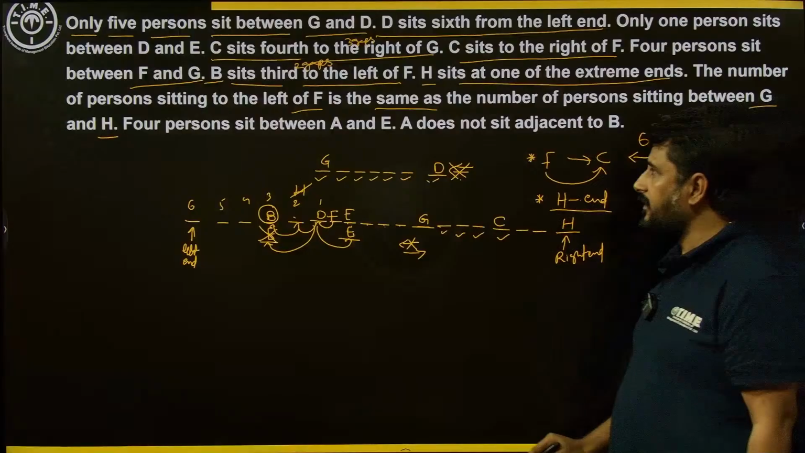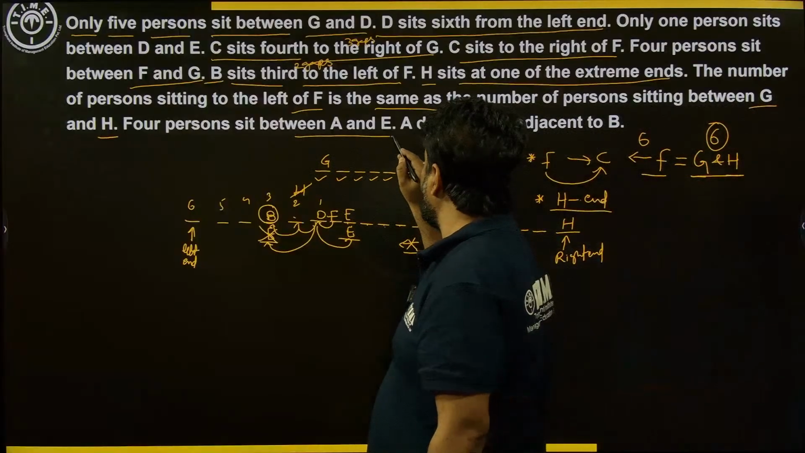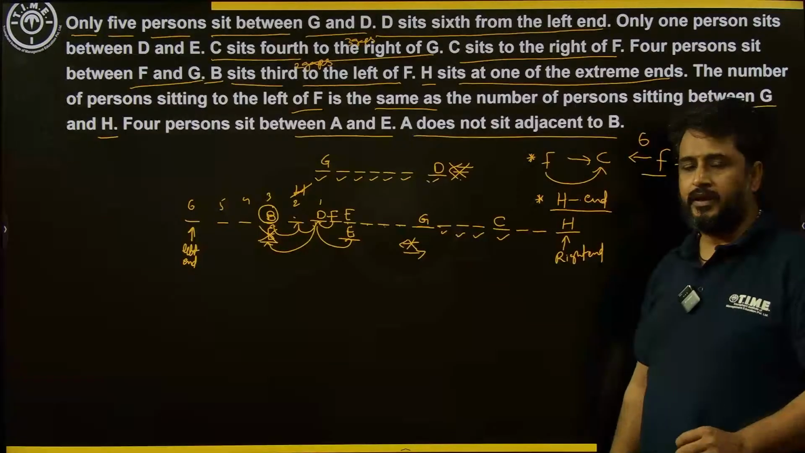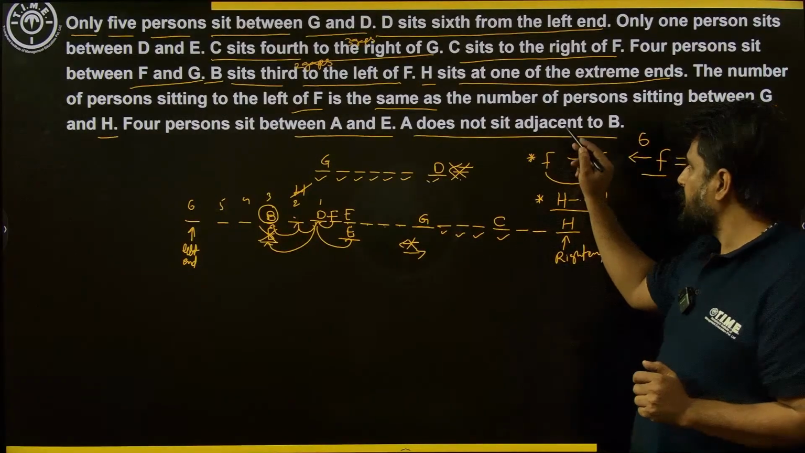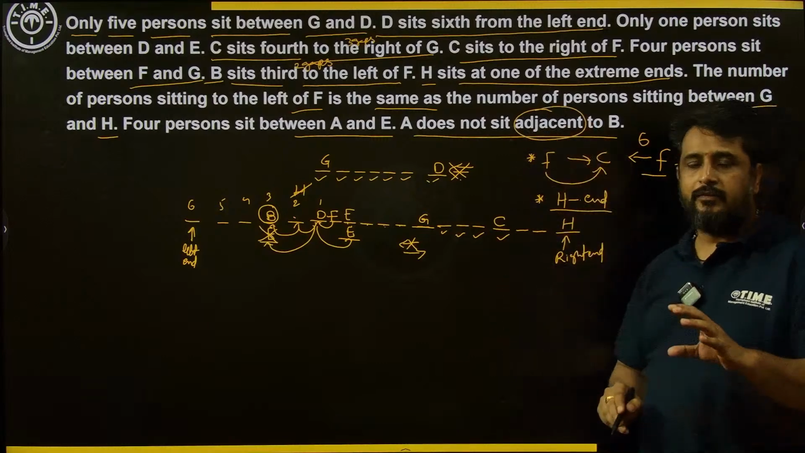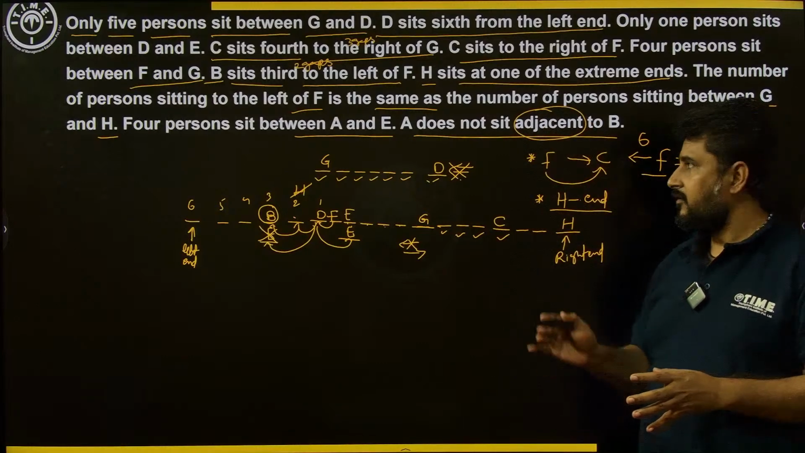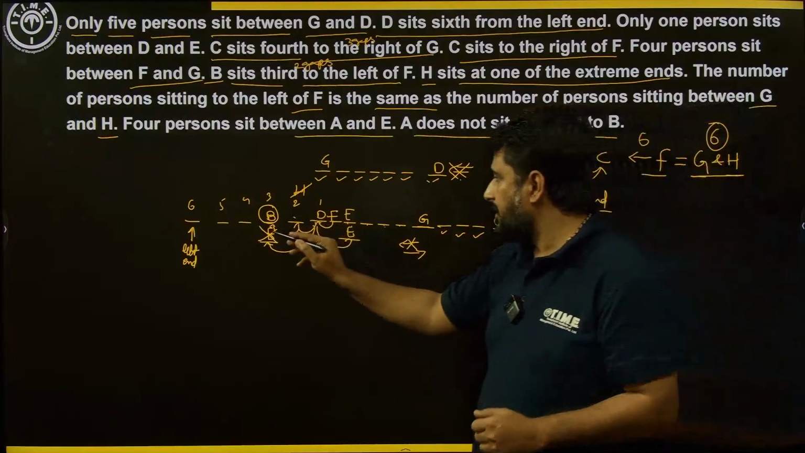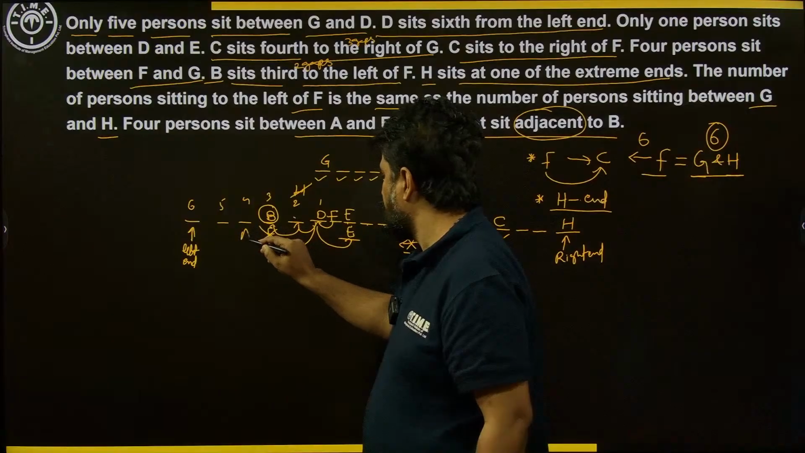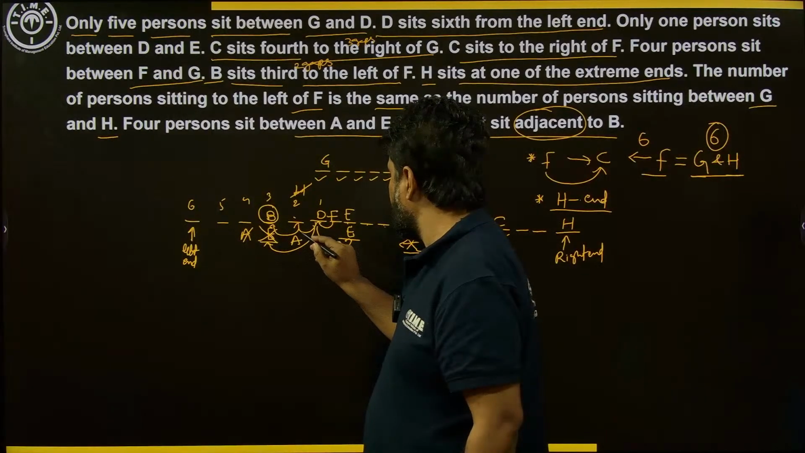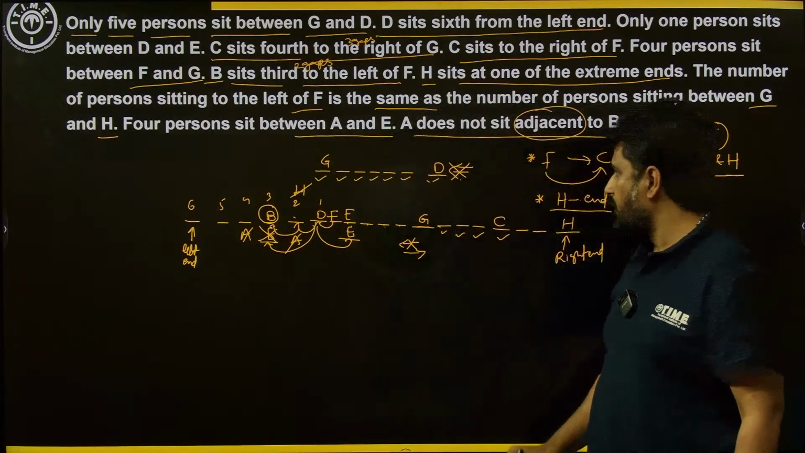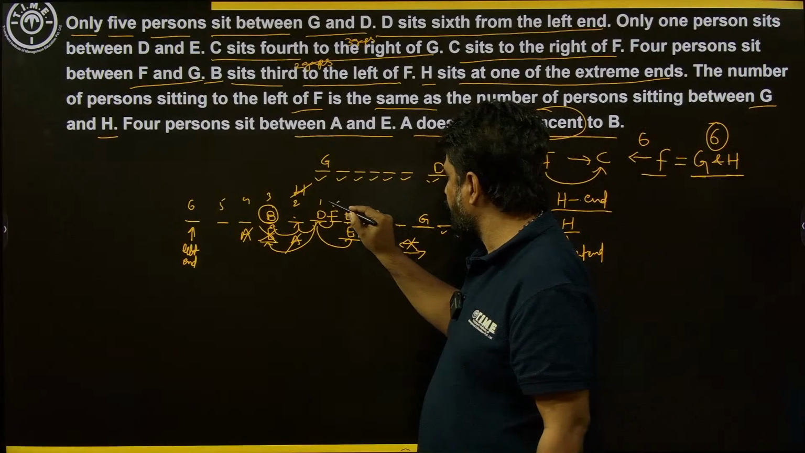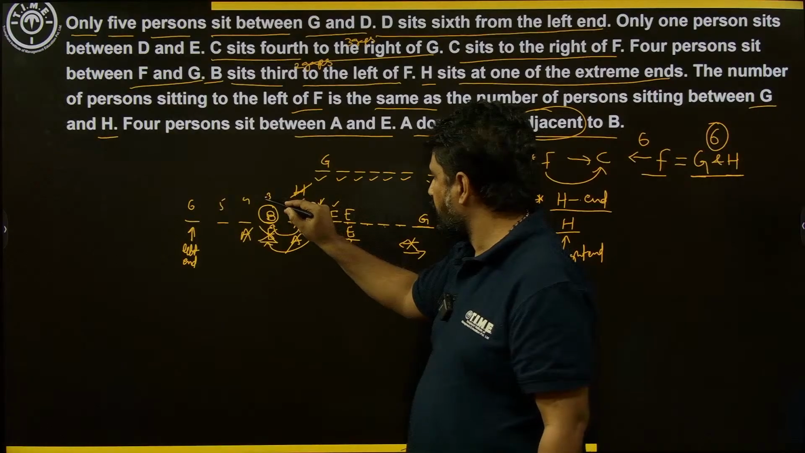Now last, what is the next statement given? 4 persons sit between A and E and A does not sit adjacent to B. Adjacent means what? Neighbors. Nothing but immediate left side or immediate right side. For B, immediate left or right, it should not be whom? A. So B is here. This should not be A, and even this place should not be for A. Clear? But 4 people should be between A and E. So E is here. 1, 2, 3, 4.